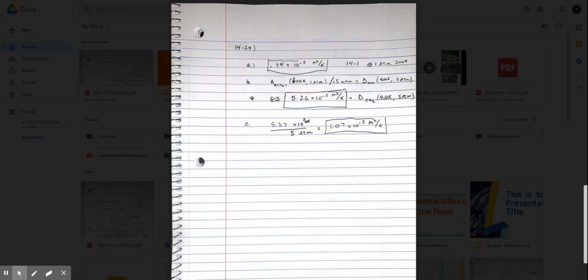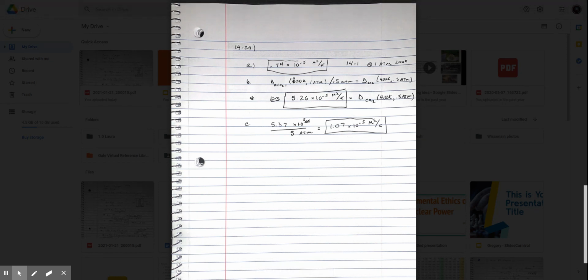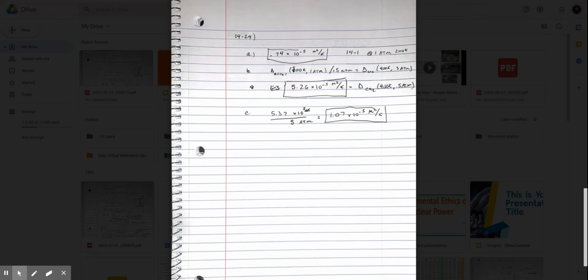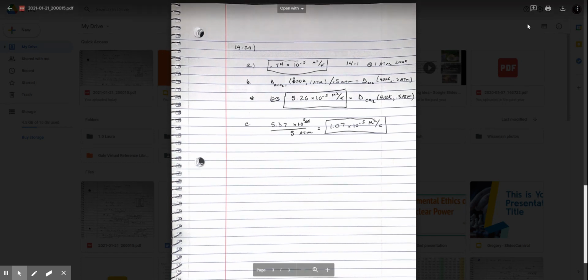All right, for the final problem, it wants you to find the binary diffusion coefficient. For the first one, you just look that up in table 14-1 at 1 atm and 200 K. For the next problem, you're going to find the diffusion coefficient at the same temperature, and then divide by the pressure that we want, which in this case is 0.5 atm. So you take the original value from table 14-1 at 1 atm and divide by 0.5 atm. Finally, you do the same thing at 600 degrees Kelvin for the last problem, and divide by 5 atm, and that'll give you a final answer.